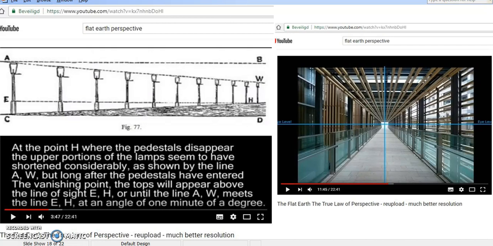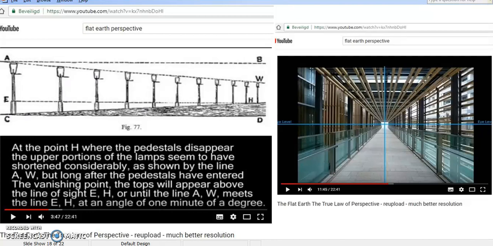The image on the right shows that the bottom of the pedestals in the image on the left should not disappear in the way it is shown to disappear, and you can see both video stills are taken from the same video. So the guy who made this video knows that the left image isn't correct.